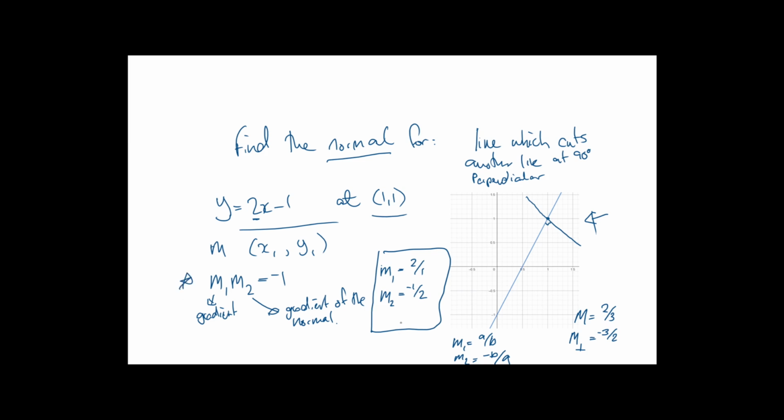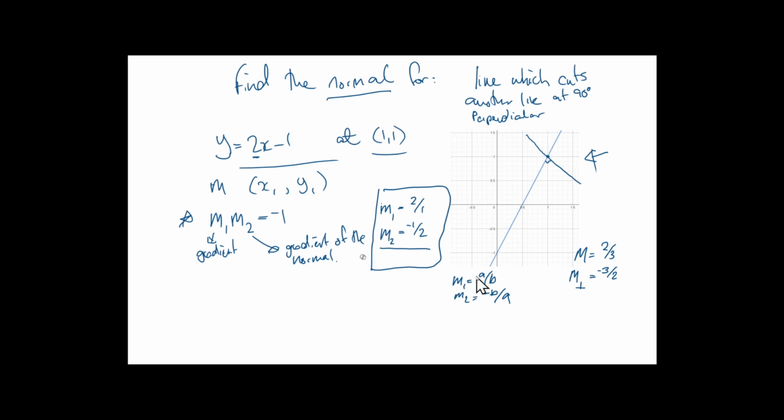Well, therefore, we know that the gradient of this line here is -1 over 2, and we have one of the points, so therefore we can find the equation of that line. So y minus y1 equals m times x minus x1. So y minus, and one of the points is 1, equals -1/2 times x minus 1.